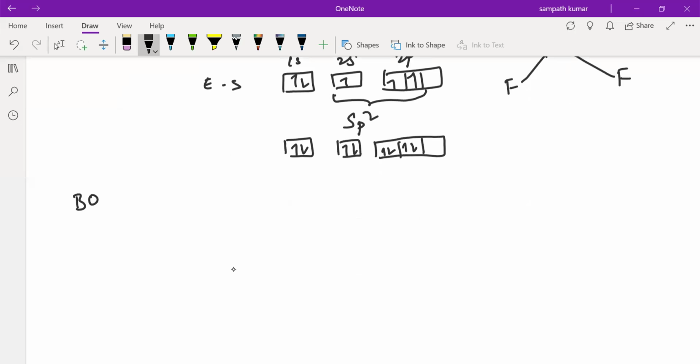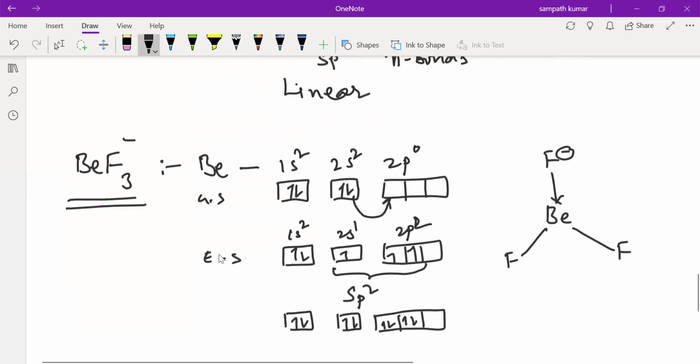Sir, excuse me, the minus charge should be on beryllium, no, sir? Since it is getting it, the minus charge is on this fluorine. Fluorine minus charge means, it is not on a central atom. The minus means rich in electrons, excess electrons. We will not write it in the electronic configuration. We indicate the excess electron only when participating in hybridization.